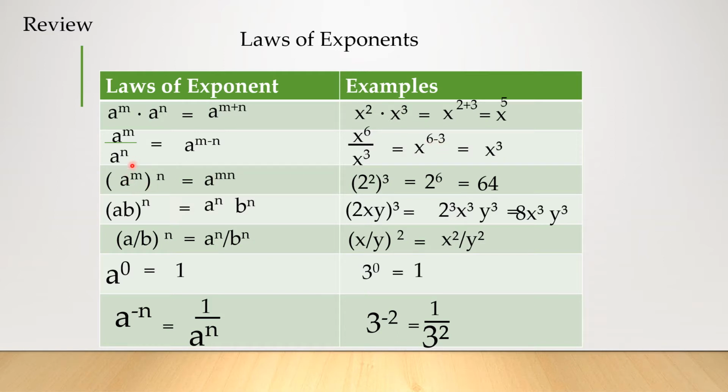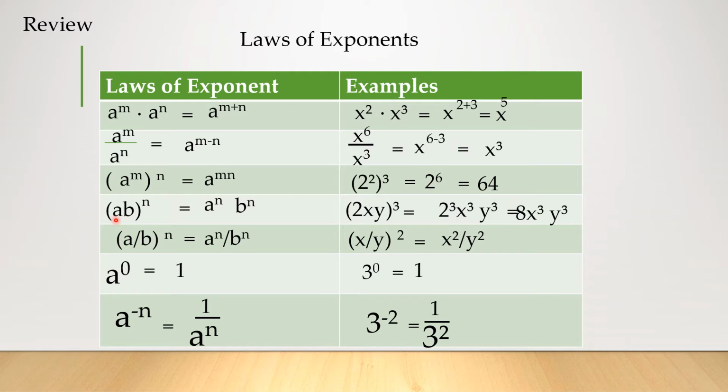Now, if we have the quantity a raised to m, raised to another power n, simply multiply these two exponents, so m times n. Copy the base and multiply the exponents. Example, we have 2 raised to 2, raised to another power 3, that is equal to 2 raised to the 6th power, 2 times 3, and that is equal to 64, if you multiply 2 six times.